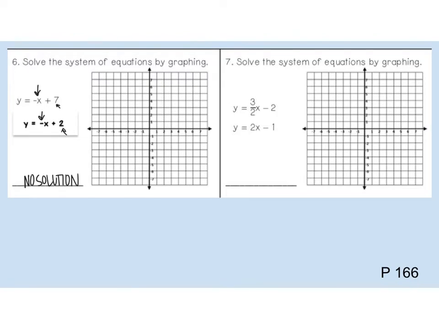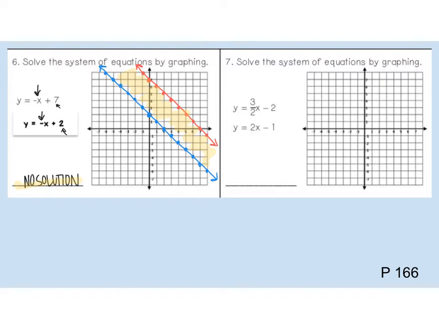So my first line has a y-intercept of 7 and then a slope of -1. And my second line has a y-intercept of 2 and also has the same slope. So we're going the same direction at the same rate, which means the lines are never going to intersect. They have that same space that's going to be between them the whole time. Thus the answer of no solution.